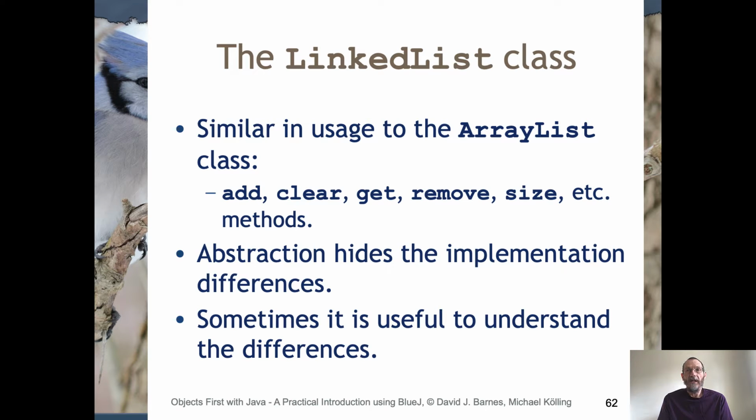So seemingly ArrayList and LinkedList are identical in terms of what they provide, and that's because the list abstraction hides the underlying implementation details of those two classes. But sometimes it can be useful to understand the differences between two similar classes in order to appreciate in which circumstances one might be better than another. So we're going to spend a little bit of time looking at the internal implementation details of both the ArrayList class and the LinkedList class, although we'll only do that at a relatively high level.